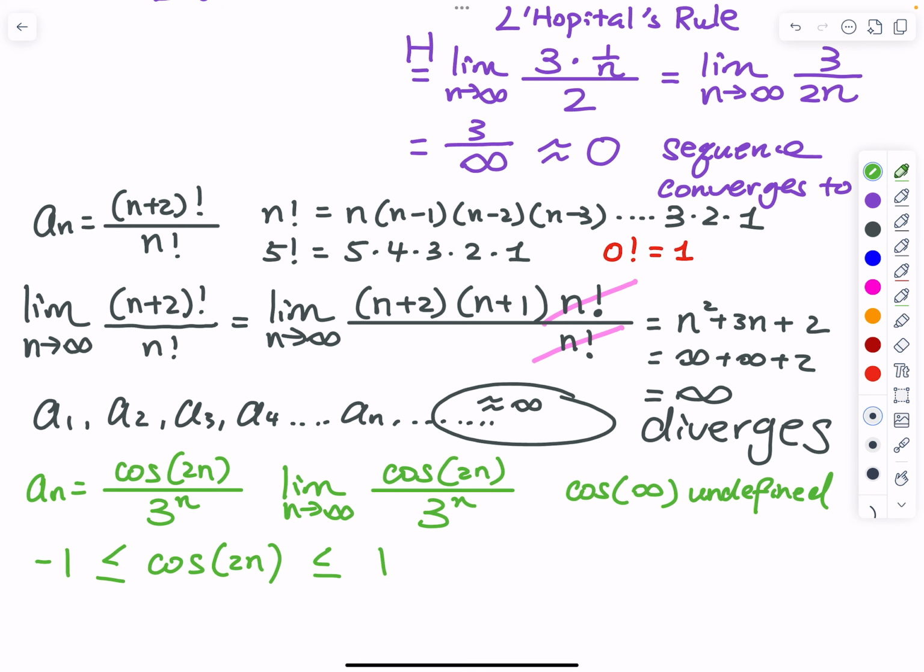Why between -1 and 1? If you sketch the graph of cosine, you can see the graph is bouncing between -1 and 1. This is also the range of cosine.